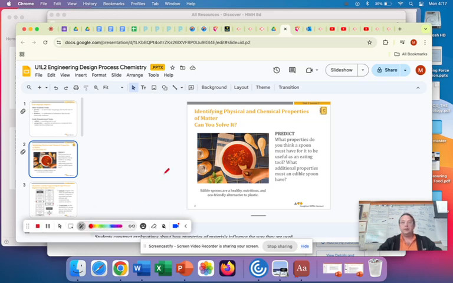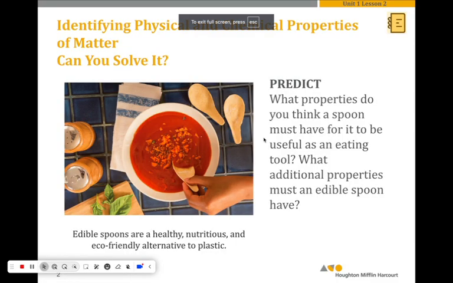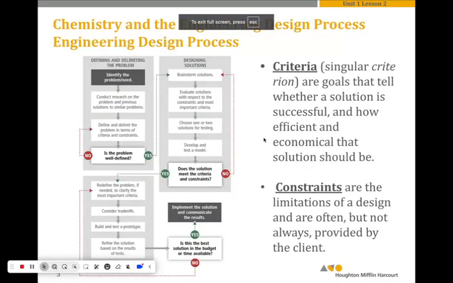Hi class, in this video we'll be talking about the engineering design process in chemistry. Let's say we know what properties our spoon must have and what additional properties it must have. How do we then take these ideas and create the actual product that we'll be using? So to do that, we have to design something. We have to use what's called the engineering design process.